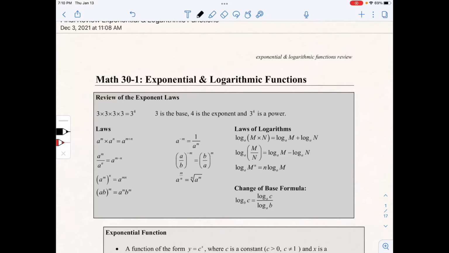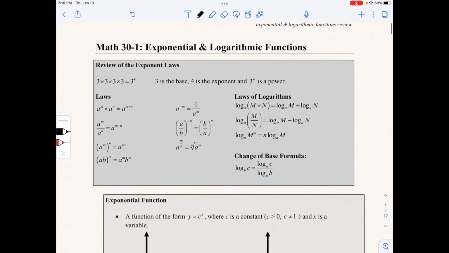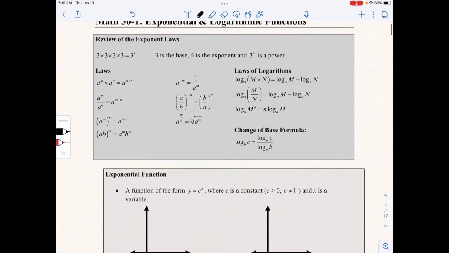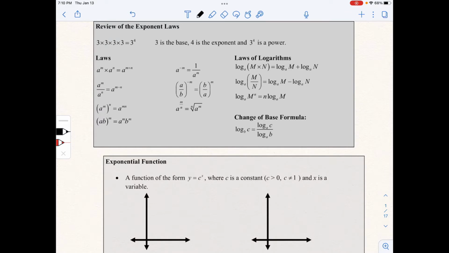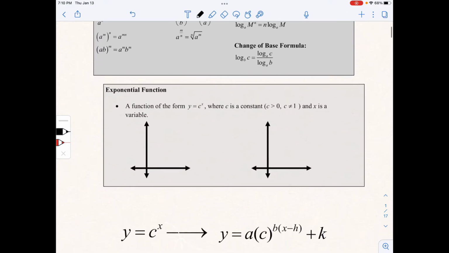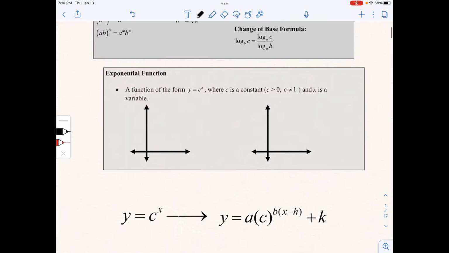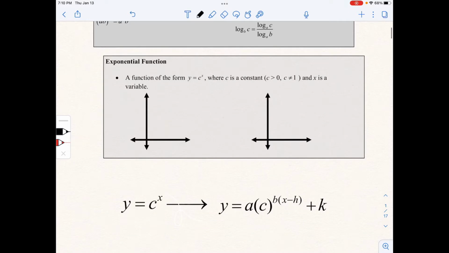Okay, I'd like to do a quick review of exponential and logarithmic functions. All the exponent laws and log laws are listed there, but we'll review some of those as we go through these examples. So the very first thing I want to talk about is what is an exponential function.